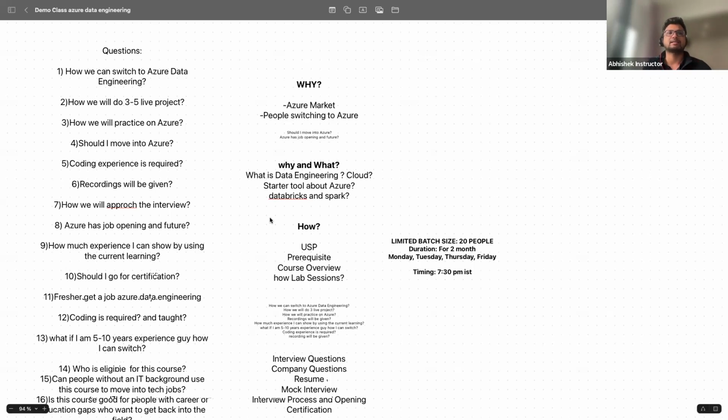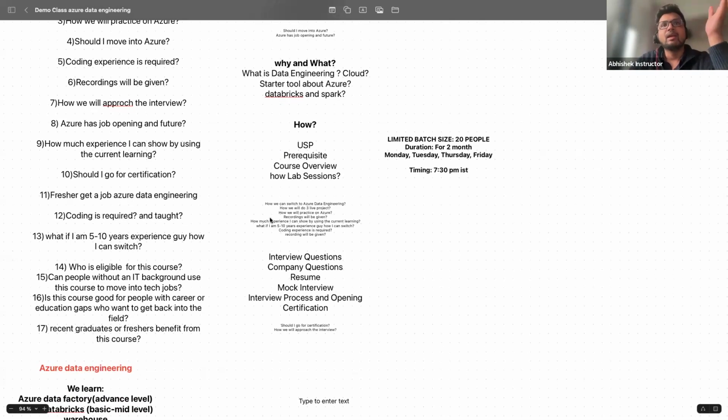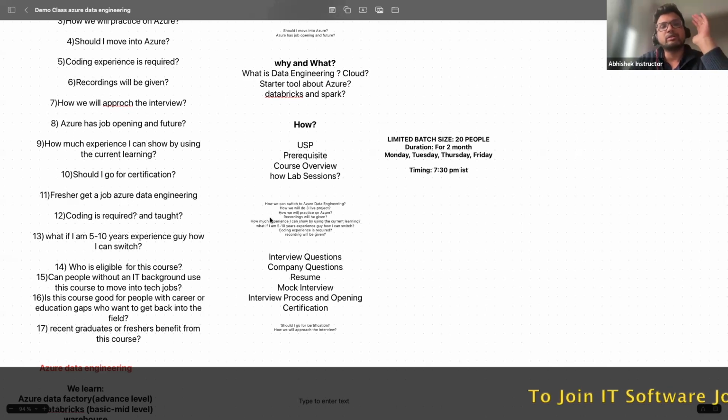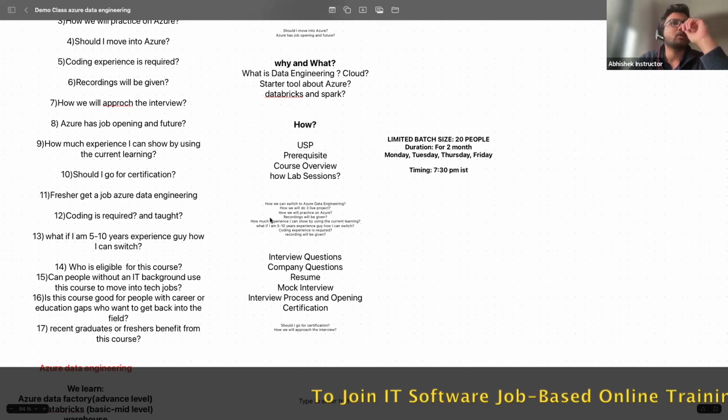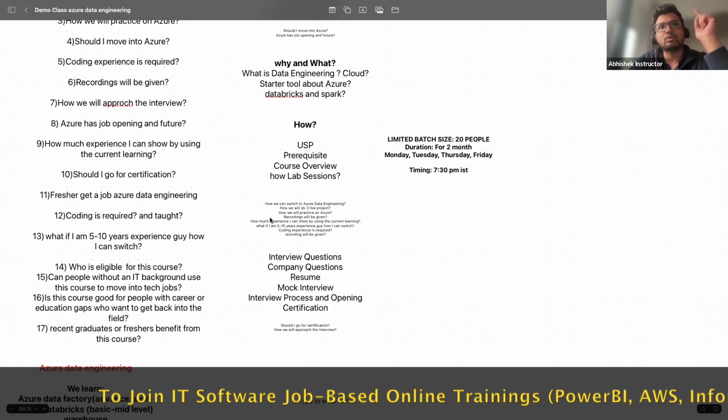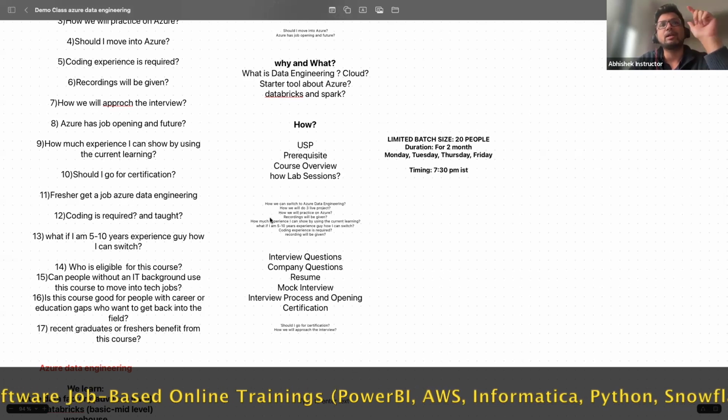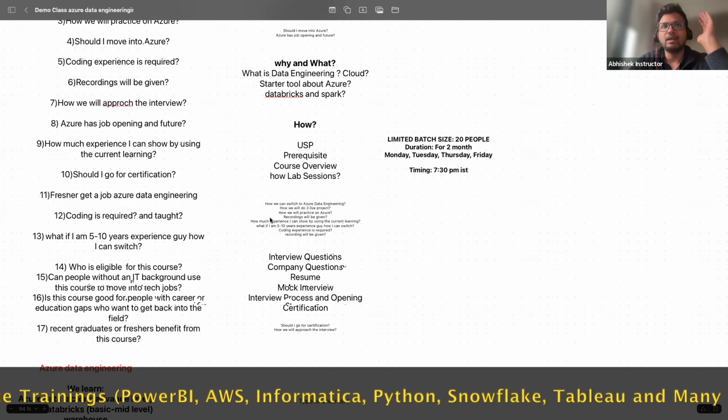So first of all, let's understand the essence of it, and then we'll understand how you should learn it, right? Then we'll understand what are the different things we are offering, what is the prerequisite for the course, the overall course overview, how we will do the lab sessions, interview questions, how we will practice that. Going to the course curriculum is a different thing, and preparing for the interview is a different thing, right? So then we'll go through the course curriculum, interview preparation, mock interview, and all of that process, right?